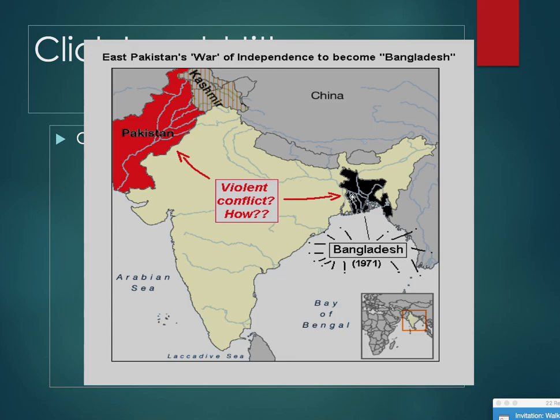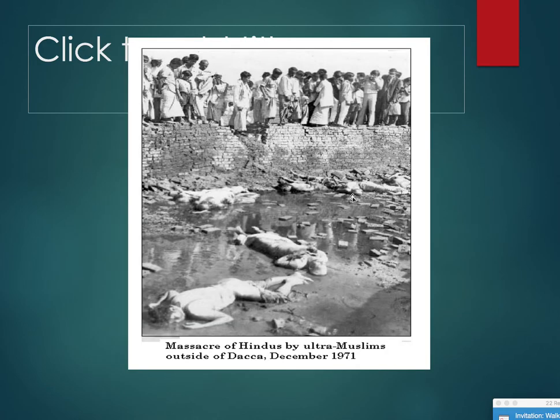and it's going to lead to mammoth expression of horror. You can sort of see that here, the massacre of Hindus by ultra-Muslims outside of Dhaka, all right, December 1971. So it is sort of an irony that the amount of death that occurred with the formation of Bangladesh in 1971 was largely projected against Hindus, not against West Pakistanis, all right?